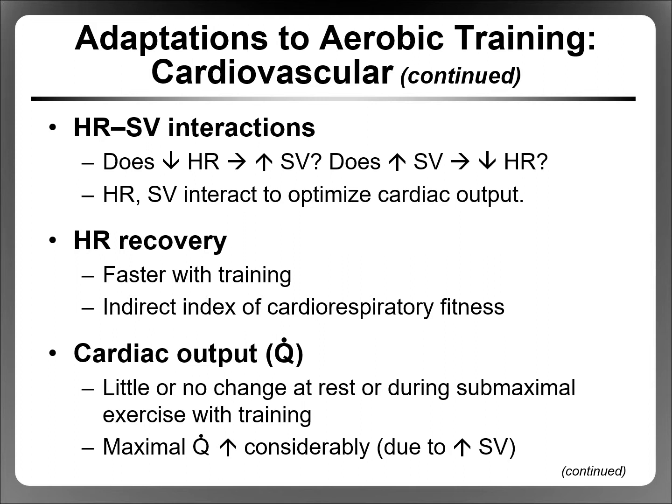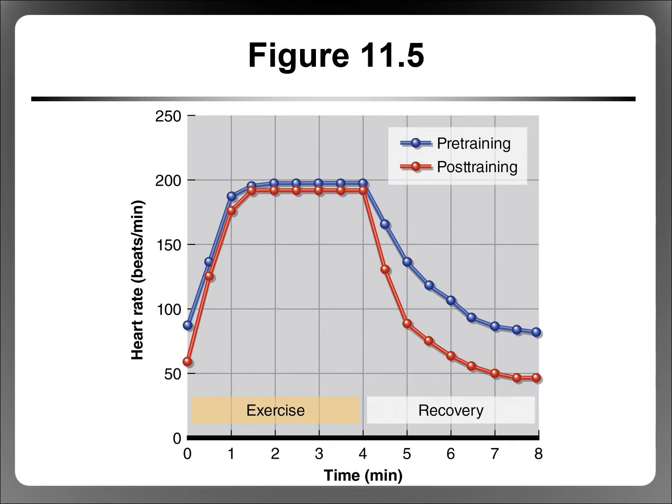And then we know that with cardiac output, we see little to no change at rest and submaximal exercise, even when you train. Most of our changes in cardiac output are going to be at the maximal level, and this is due to the considerable changes and increases in stroke volume. So you've seen something like this before. We have heart rate, we bring you up to maximal, to a heart rate max, and then we let you recover. We can see pre-training, this recovery was much slower, and then with post-training, it was much faster.